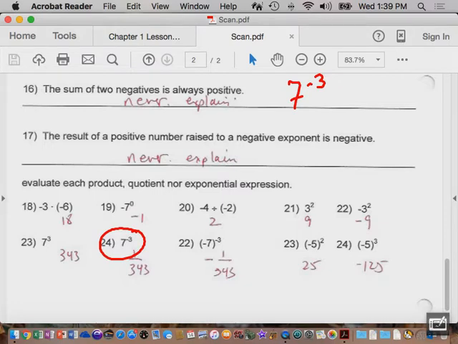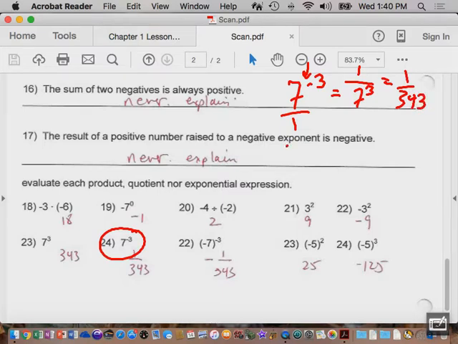It has to do with the fact that as soon as you see this negative exponent, it's 1 over 7 to the 3. The reciprocal, it means 1 over. It means flip it. In this case, it used to be over 1, so now it becomes 1 over. So it's 1 over 7 to the 3rd, so the answer is 1 over 343.